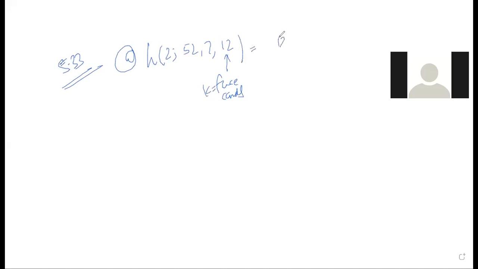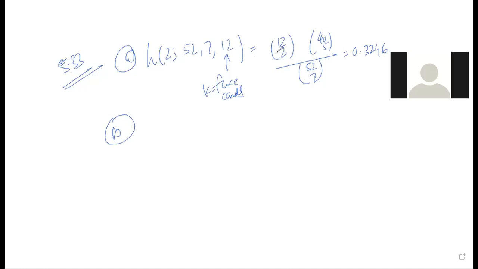So example 5.33, part A says that exactly 2 of them will be face cards. So hypergeometric distribution: total number of cards 52, 7 is the sample size, face cards k equal to 12. So that is equal to 12C2 times 40C5 divided by 52C7. If you open this one, you're going to get something like 0.3246.